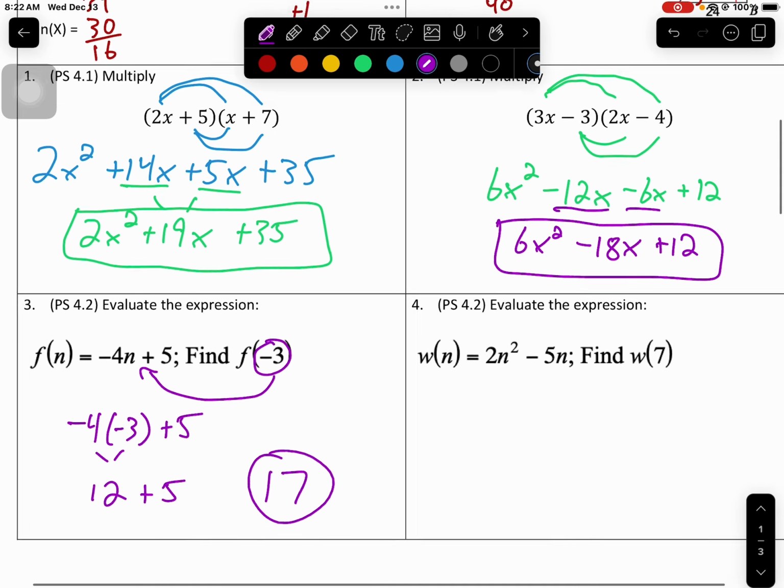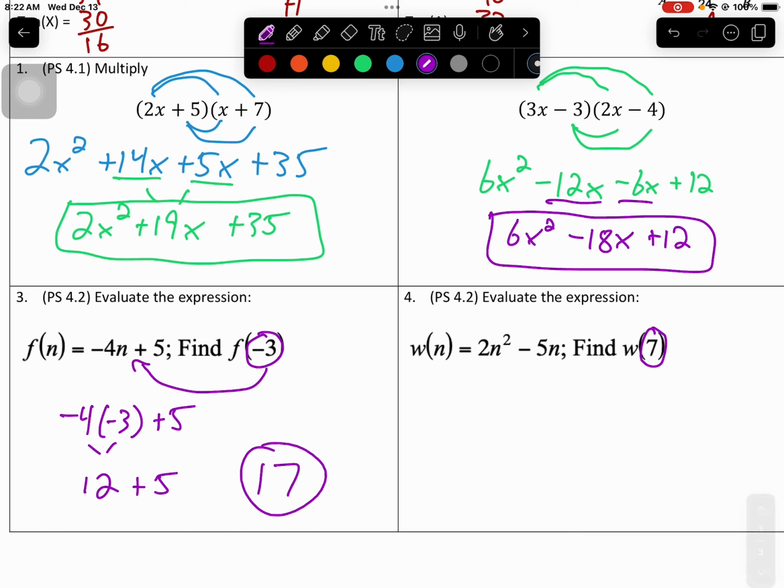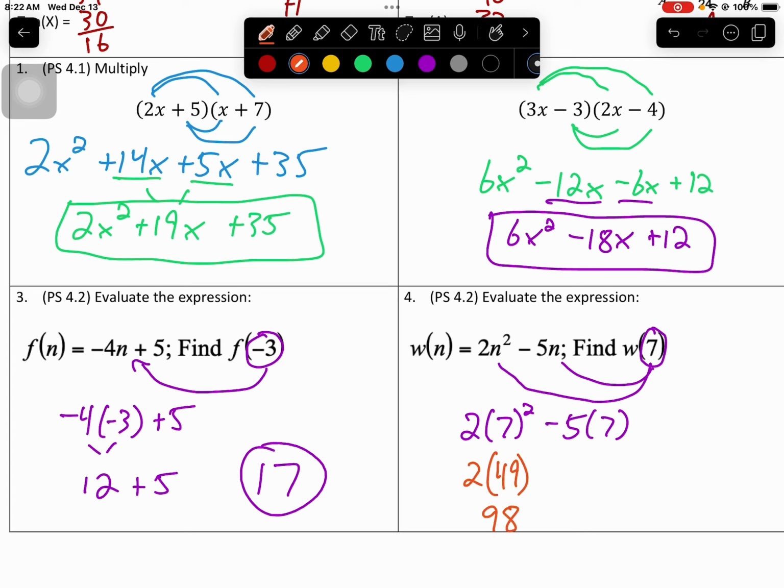Over here, number 4, I plug in the 7. And since there's two n's, you plug them into both. So you look at, you got the 7 squared, and then the minus 5 times 7. So you got to follow PEMDAS. So 7 squared is 49 times 2, which is 98. And then this is negative 35, so minus 35, which is, if I'm doing it in my head, 63. There we go. Okay.